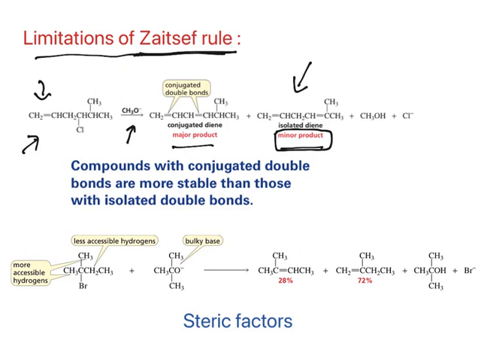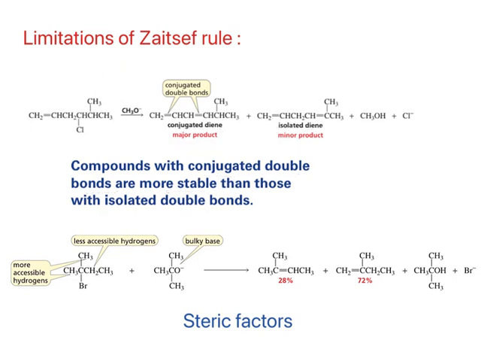The reason is, this one forms a conjugated diene. Conjugated double bonds are more stable than isolated double bonds. Even though this one is more substituted, according to Zaitsev rule it has to form predominantly, but here the conjugated double bond stability is more. Hence, this is the major product. Understand, in chemistry, it always revolves around stability. The more stable one will form predominantly. This is one limitation of Zaitsev rule.